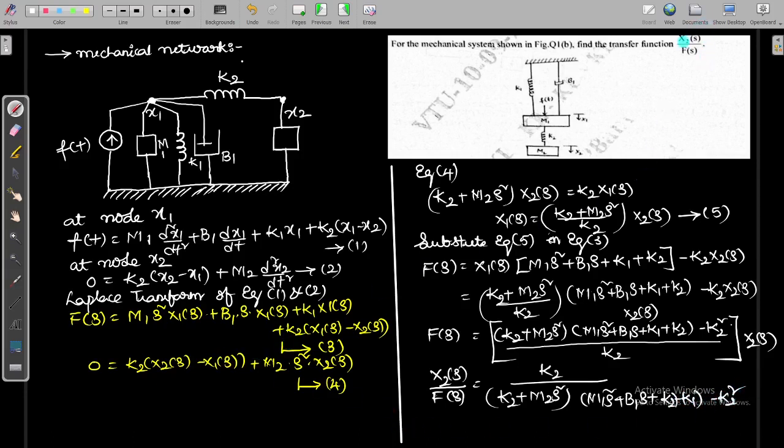What does the question ask? X2(s) divided by F(s). Like this you have to solve. The steps are common for any problem. This is the model, which we call the transfer function model. So this is how to find the transfer function model. Right. Let us see the next problem.